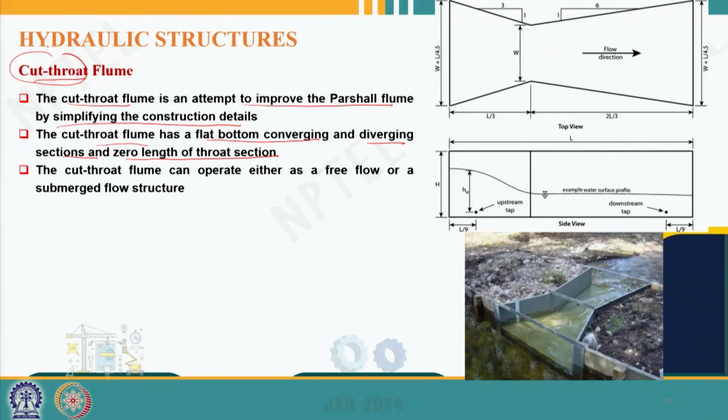It is unlike the partial flume, where we had a flat converging section but a sloping upward diverging section. Here it is flat throughout, and it can operate either as a free flow or a submerged flow structure. So, both are possible in this case. And as you can see here, this is the W, where the throat width was. Here it is just at the joint of the convergence and divergence sections, that is W, and then all other dimensions are put in terms of W or L, where L is the length of the flume.